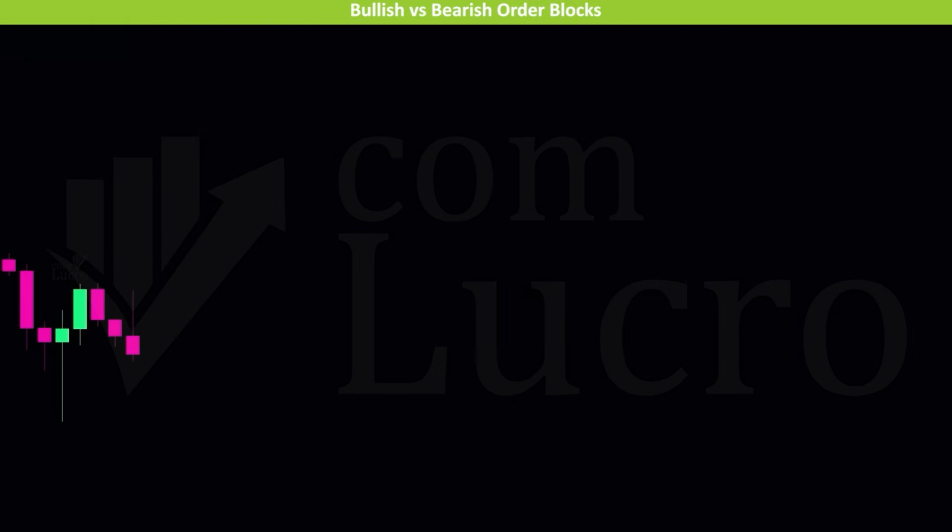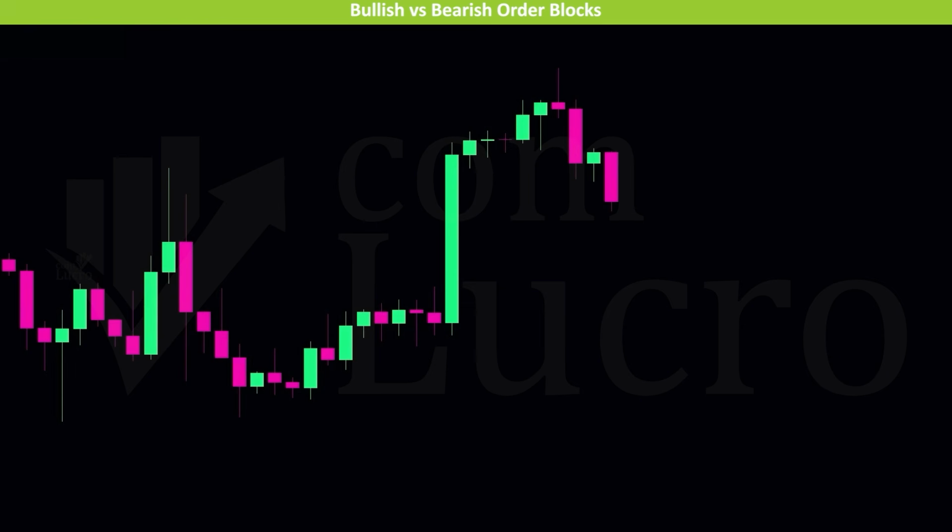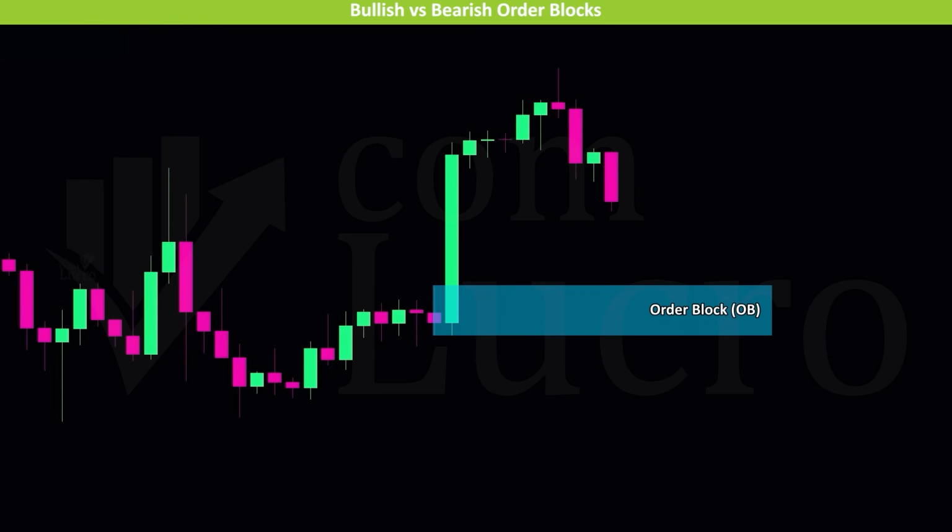When price accelerates sharply away from a particular level, like in this example, it often signals that institutional orders were placed there. Moves of this magnitude require heavy buying or selling pressure, and the zone where those orders were executed is what we call an order block.